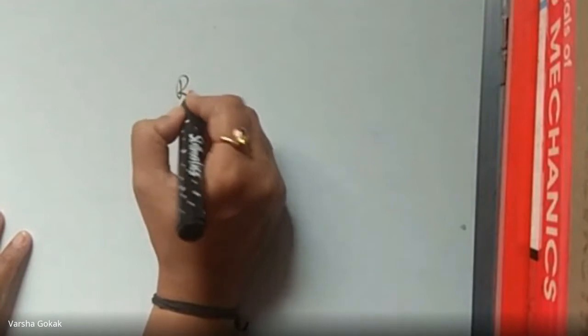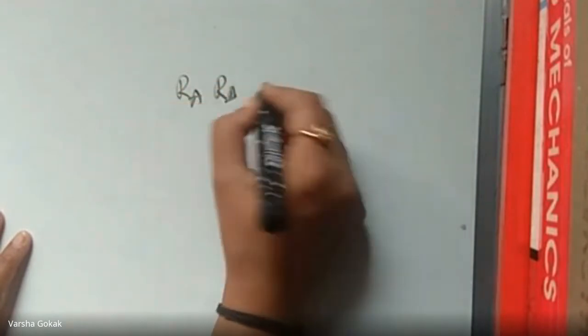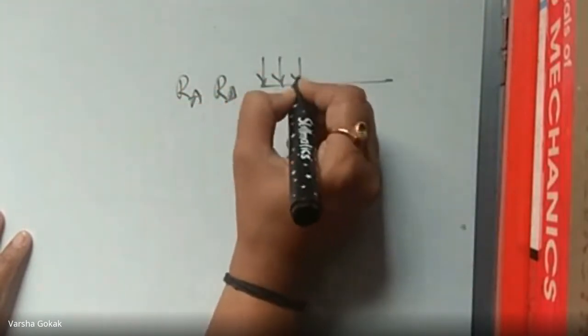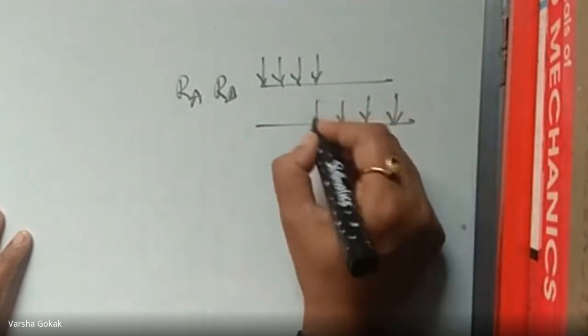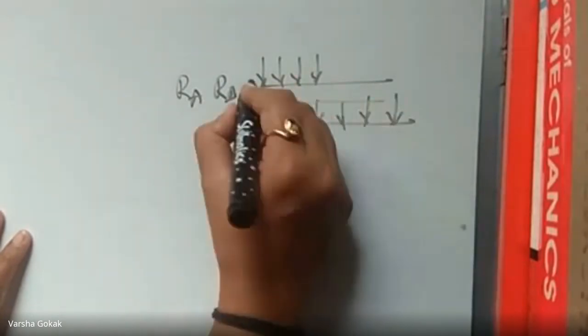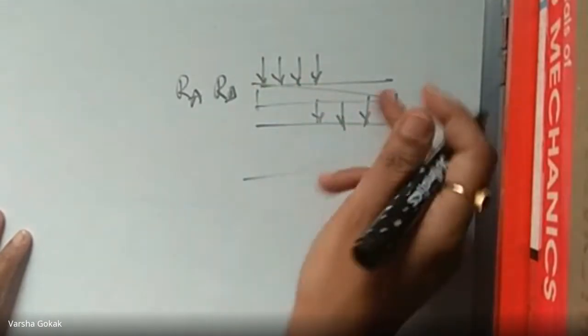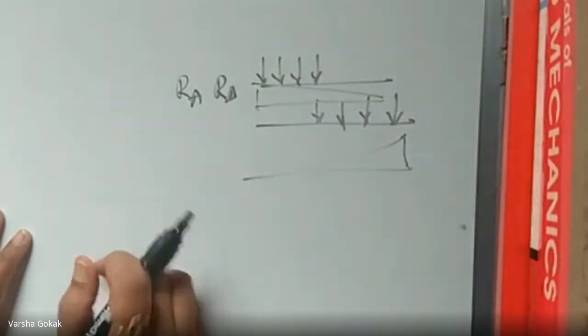We found the reactions RA and RB. To find the reactions RA and RB, for RA you placed the 4 loads like this. For RB, you placed the 4 loads in this pattern. Correct? And you know the ILD for RA and the ILD for RB. You used the load into the ordinates and got RA and RB.